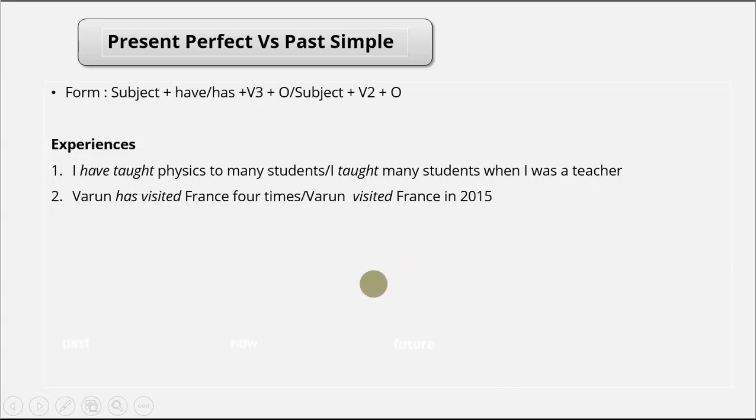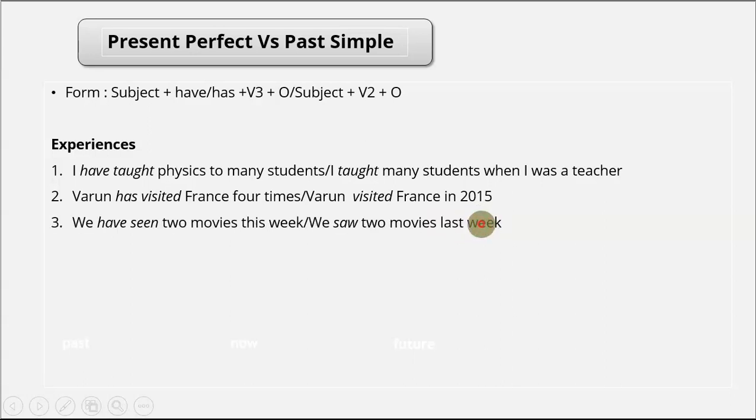Number 2. Varun has visited France 4 times is the present perfect example we saw. Varun visited France in 2015. You see, we are stressing the time and that becomes the past simple. Number 3. We have seen 2 movies this week, the present perfect. We saw 2 movies last week. We are talking of a specific time, last week.